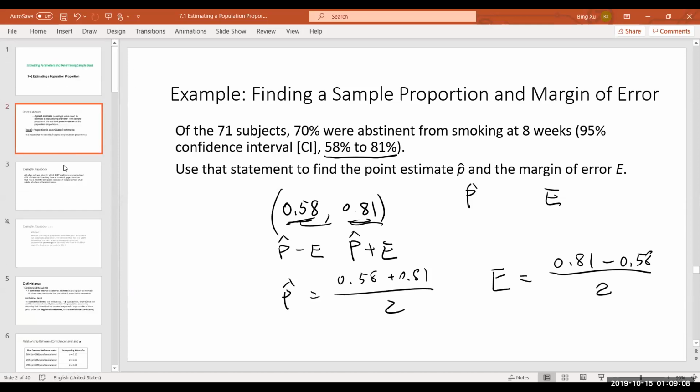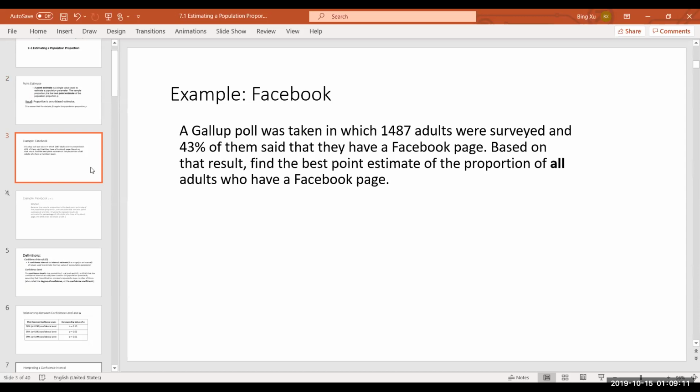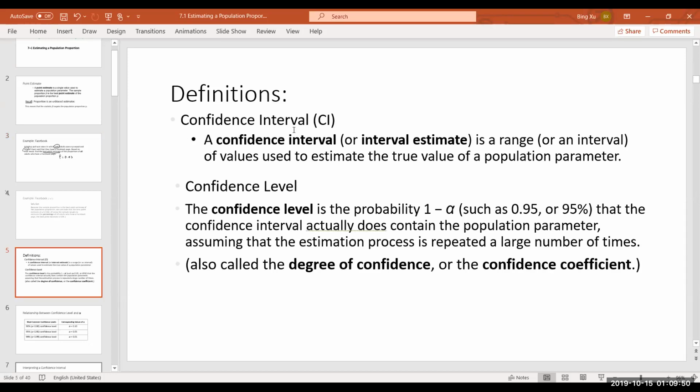Okay, I think you understand a big proportion of it. So for this one, it's just using what it says. We have a sample size of 1487, and 43% of them said they have a Facebook page. And based on the results, the best point estimate, here we're talking about p hat, which is basically just this 0.43. That's what I meant. Great.